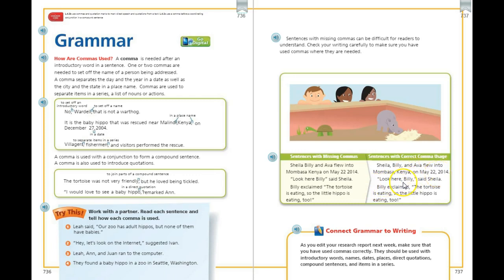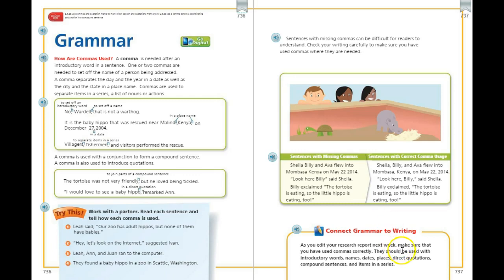We have a comma because we have a direct quotation, plus it's addressing Billy. Okay, and then Billy's going to exclaim something here. And then we have to set apart the word "too." So it's kind of like an introductory word, but it comes at the end of the quote.